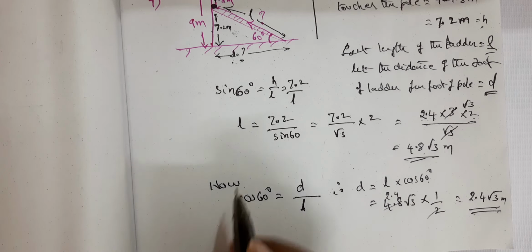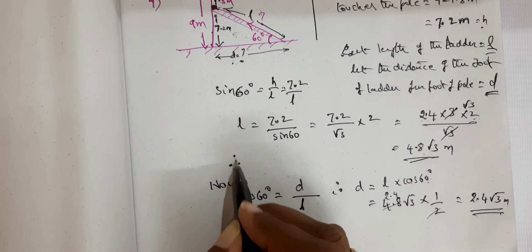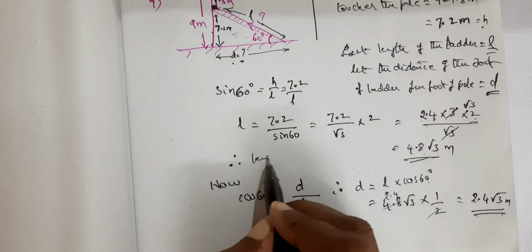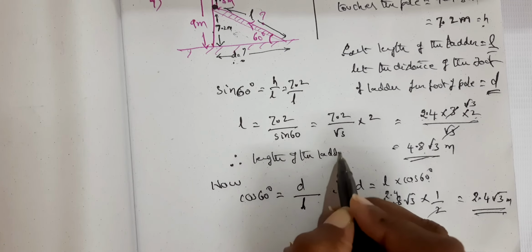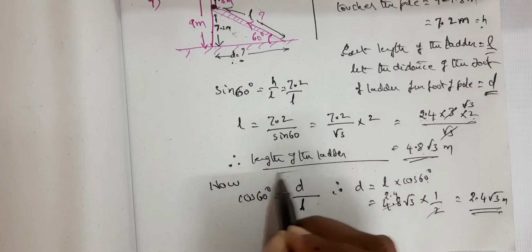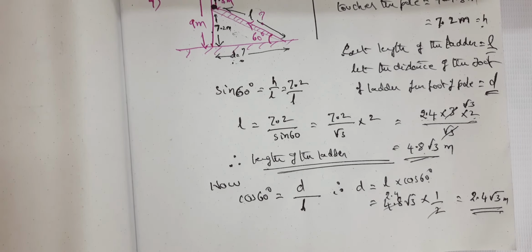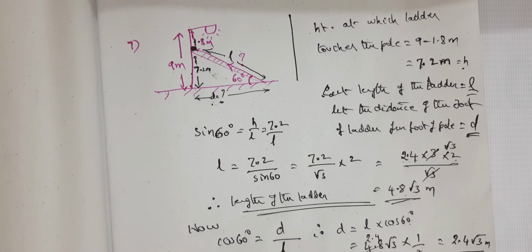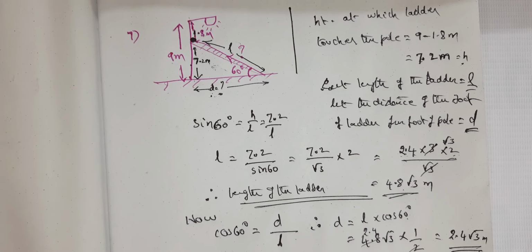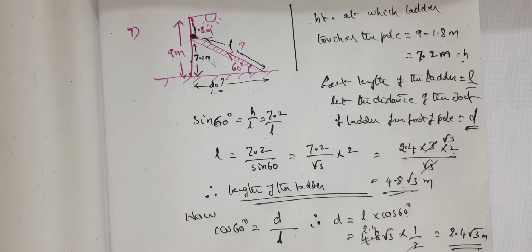Also learn to have a practice of writing, therefore length of the ladder is equal to. Whenever there are word problems, it's better you write it like this. Copy it down. I'll give you a minute. So everything is visible now. You can copy it.